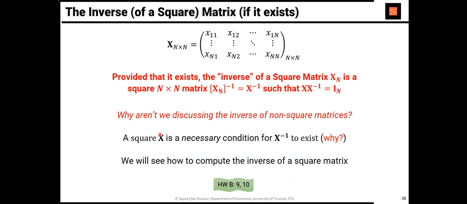And as you know, just because a matrix is square doesn't mean the inverse exists. Because from lecture A, you know that even if a matrix is square, it may not be invertible because its column vectors may be linearly dependent. We'll soon see how to compute the inverse of a square matrix, but to do that, we need to know how to do the determinant.